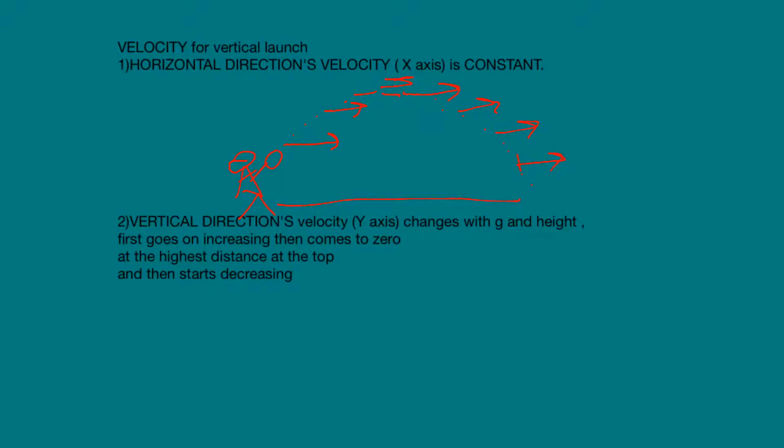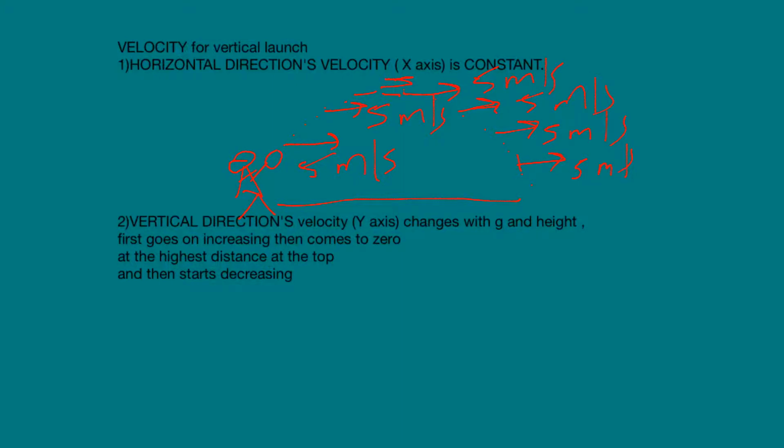Suppose the person is throwing the ball at 5 meters per second. Here also it will be 5 meters per second. At this point also it will be 5 meters per second. At this point also it will be 5 meters per second, which is parallel to the ground level. So all along it will be 5 meters per second. So horizontal velocity remains constant.